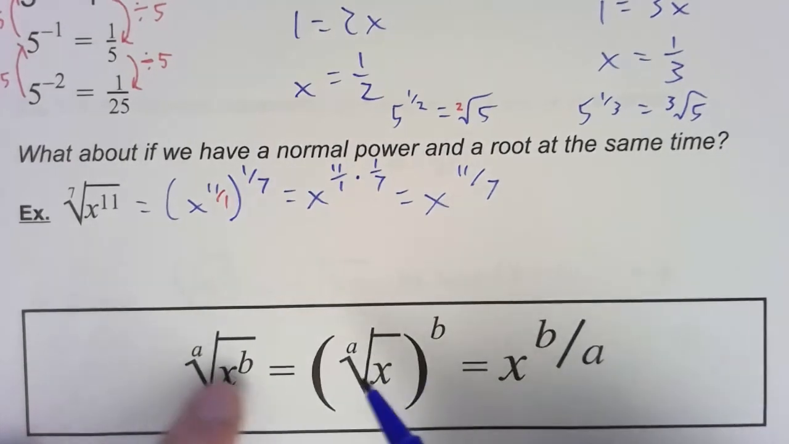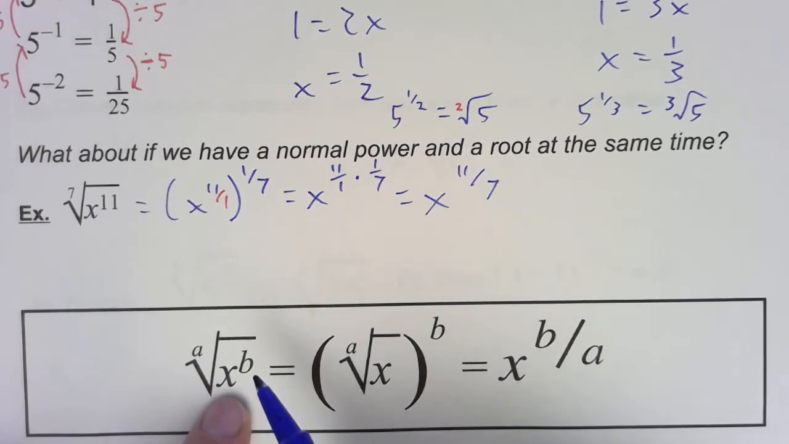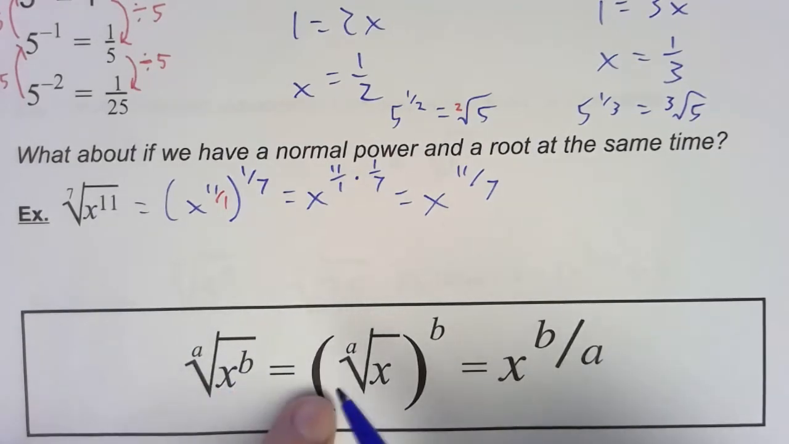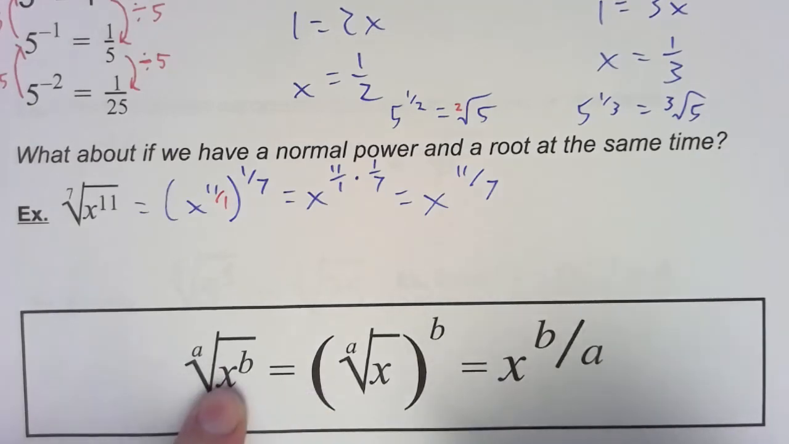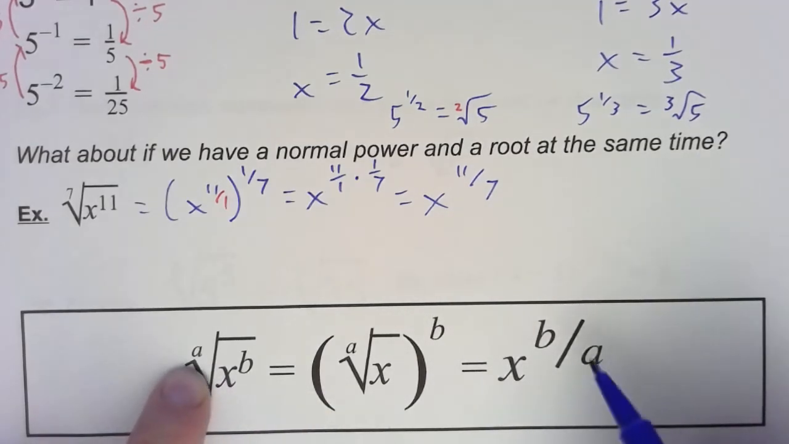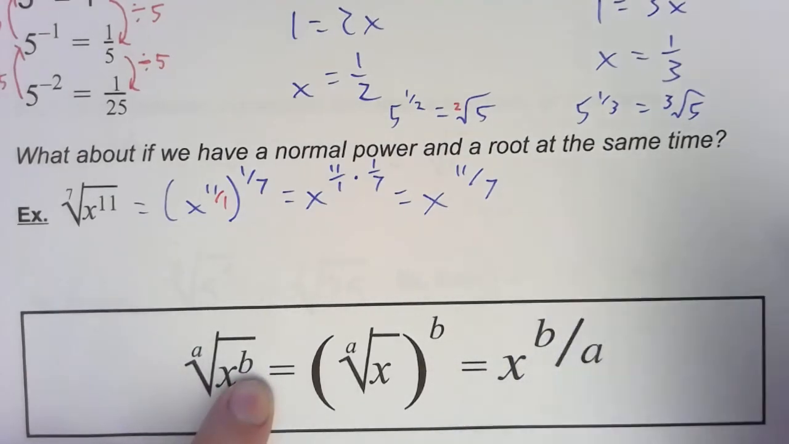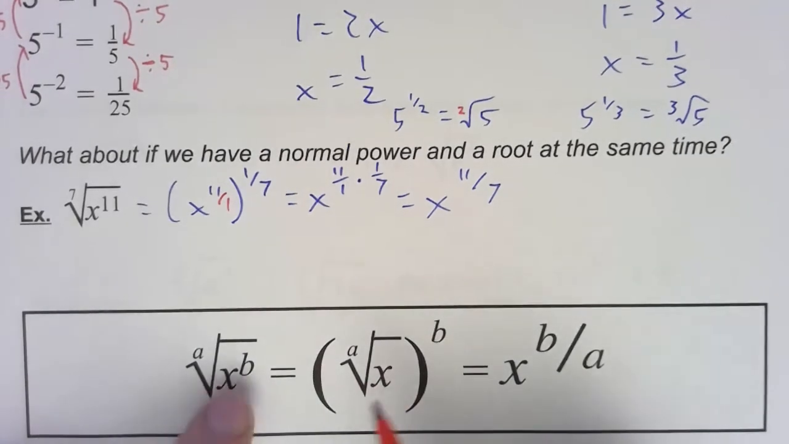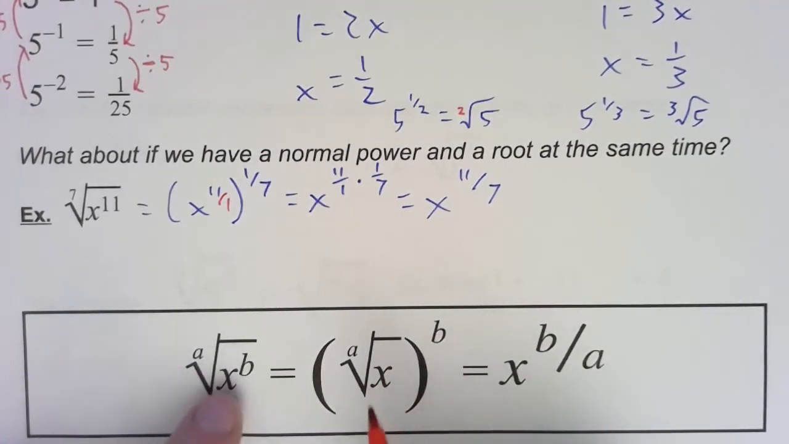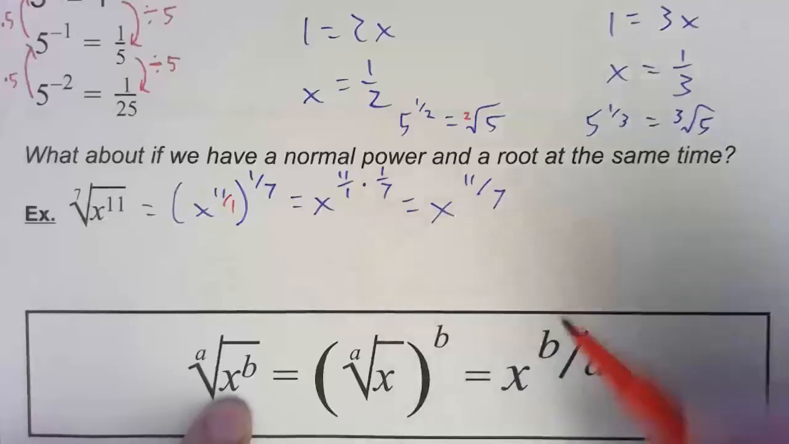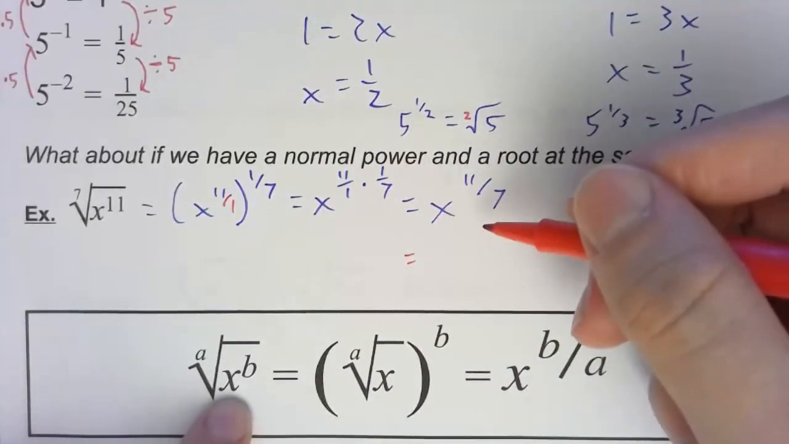Okay, and notice what I'm saying right here is that it doesn't matter whether the power is on the inside and the root's on the outside, or the root's on the inside and the power is on the outside. Either way, you get that the root is the bottom, the denominator of the fraction, and then the power is the top, the numerator of the fraction exponent. If you're not sure about this statement here, that it doesn't matter which order they're in, we could just take a look at what we had here.